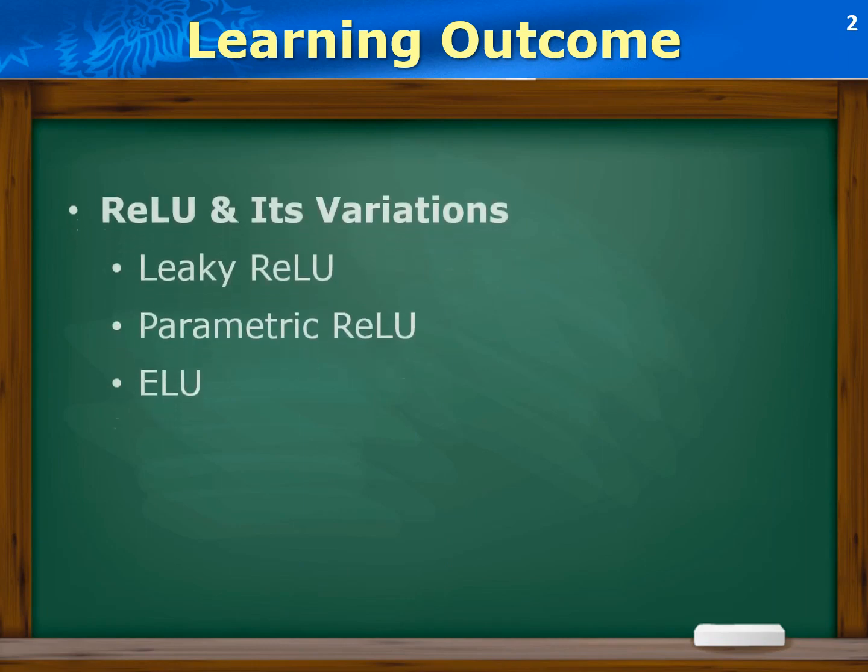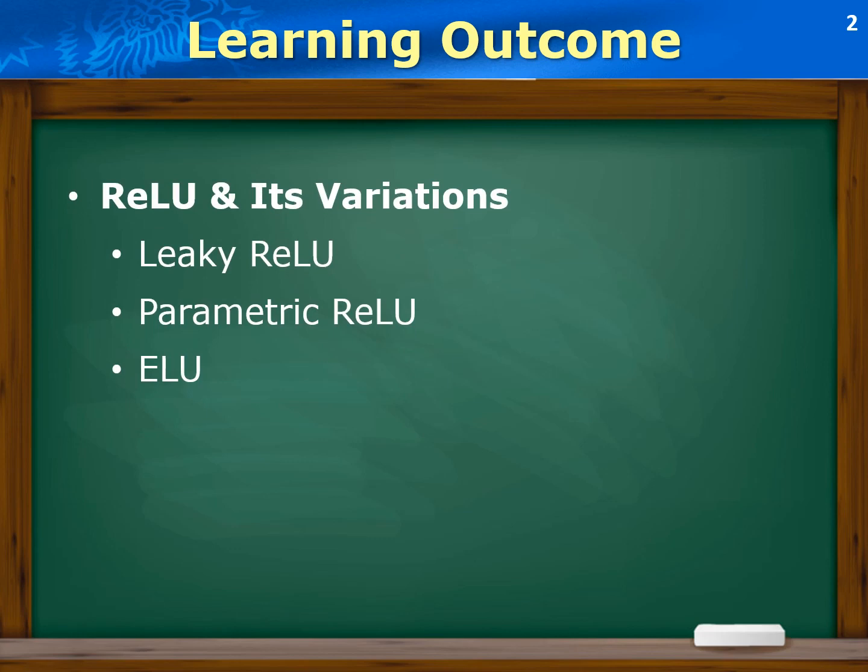First, you are going to learn ReLU functions and its variations, such as leaky ReLU, parametric ReLU, and exponential linear unit, ELU. You need to know the difference among these models. Then I will introduce softmax function, which is a normalized exponential function that converts a set of real numbers into probabilities. You will also learn its relationship with the sigmoid function.